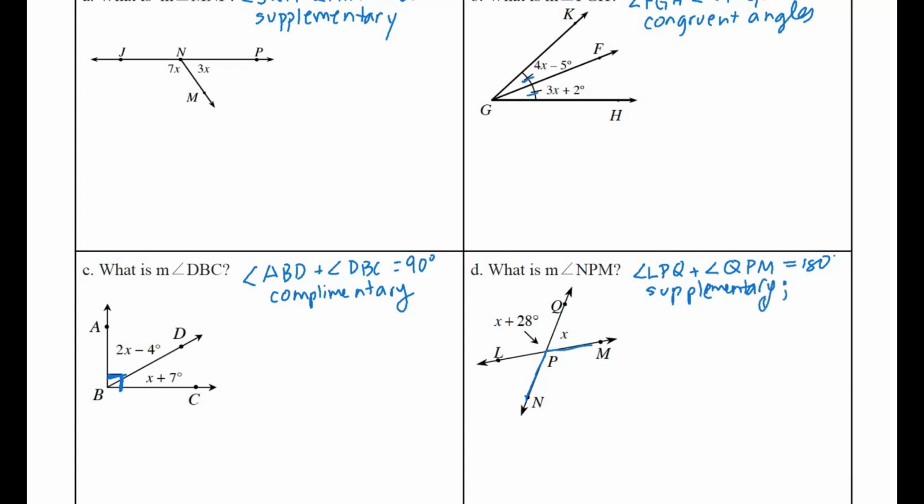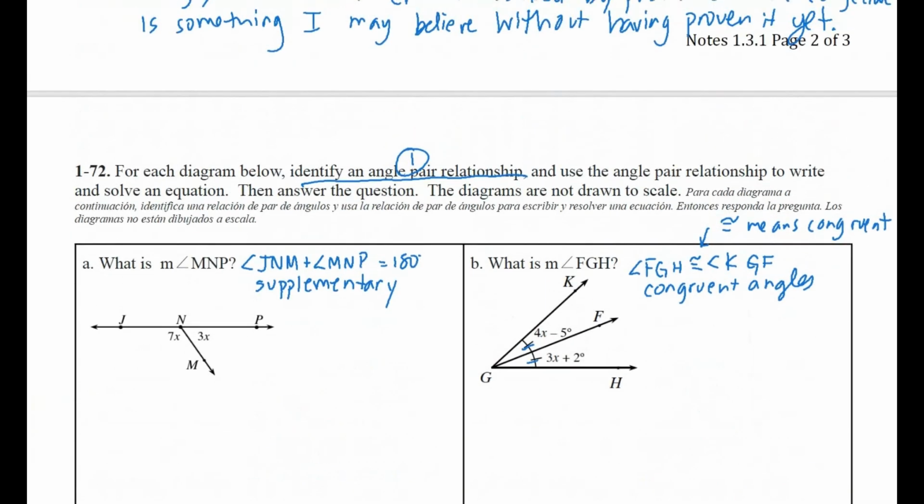Next, I notice that angle LPQ should be congruent to angle NPM because they are vertical. So now I've named all of my angle conditions. Pick another color, and let's do this next part.